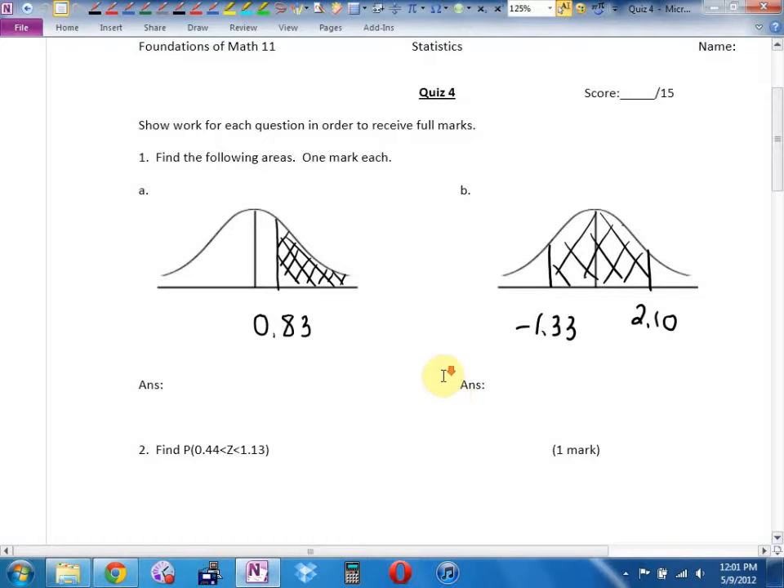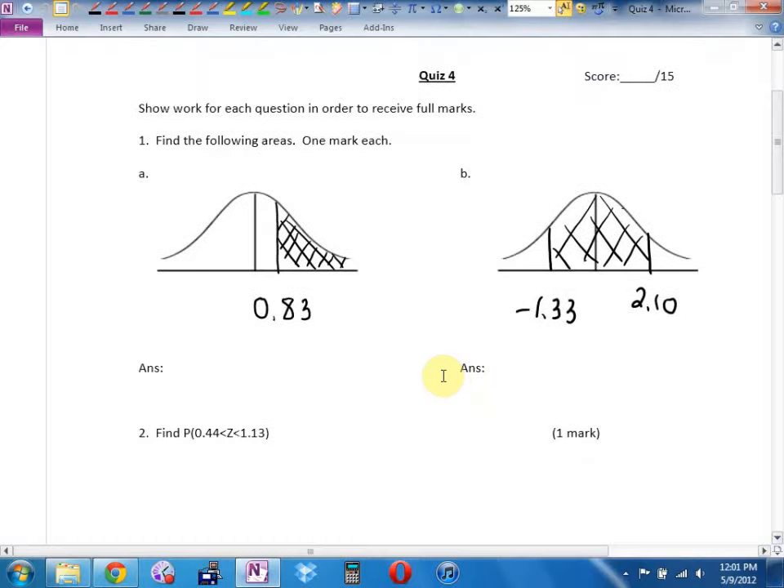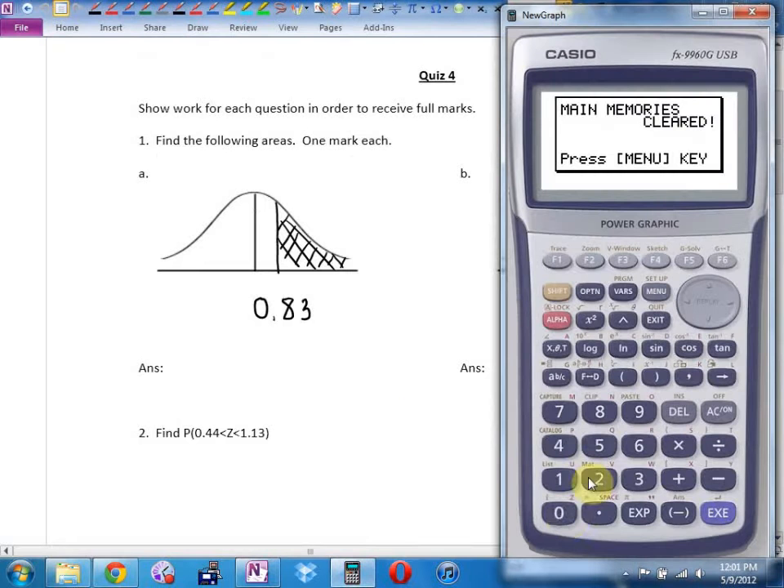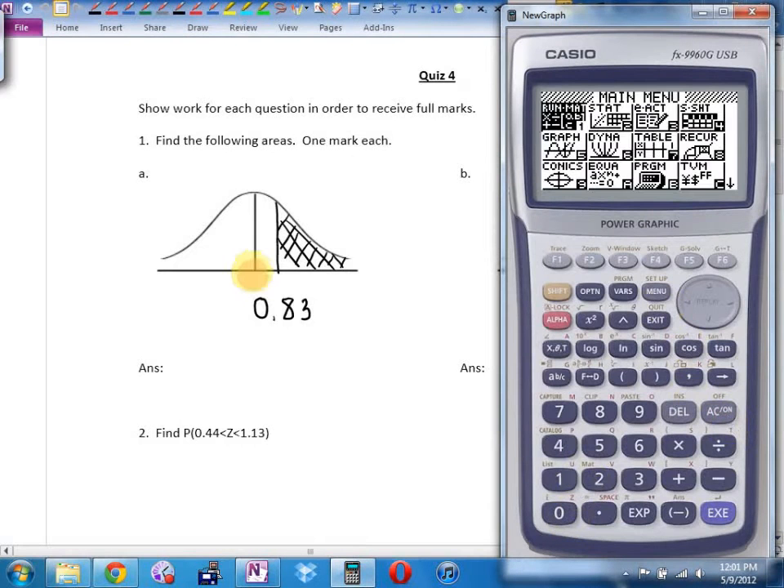Meanwhile, number 1 says, find the following areas. 1 mark each. I need to be able to interpret this. This is a z-score question. How do I know? Well, on your test, I made sure there's a 0 there for the mean and the standard deviation is 1. If I don't tell you somewhere on the question that there's a different mean and a different standard deviation, assume it's 0 and 1.